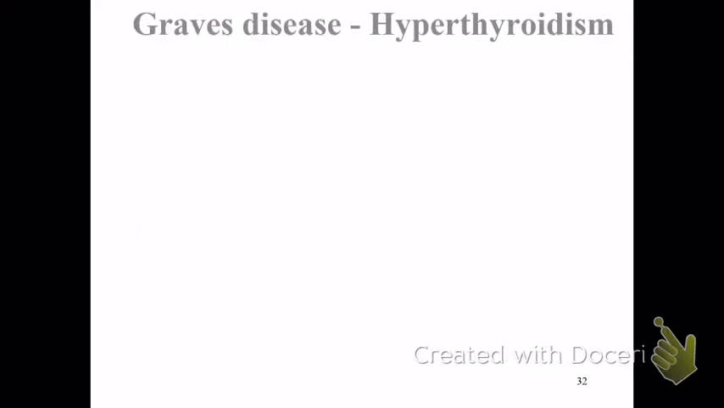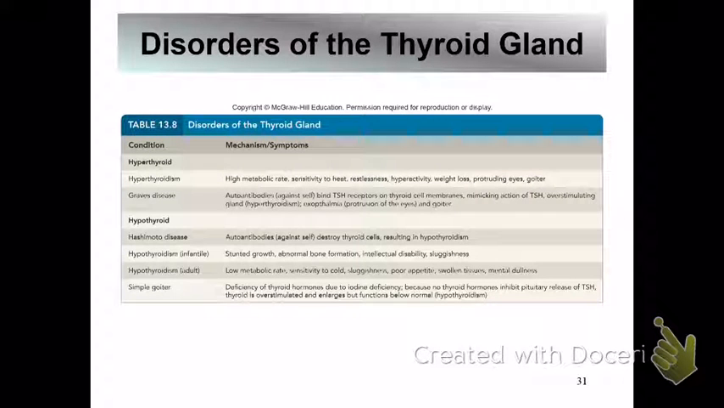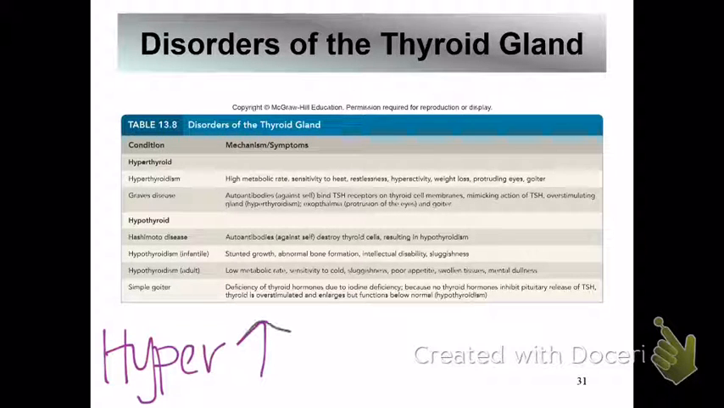Okay, here are the disorders of the thyroid. We hear people talk about thyroid cancer, hyperthyroid, and hypothyroid. Remember, hyper means above. That's not just for this class, but for everything. Hyper means above, hypo means below, right?